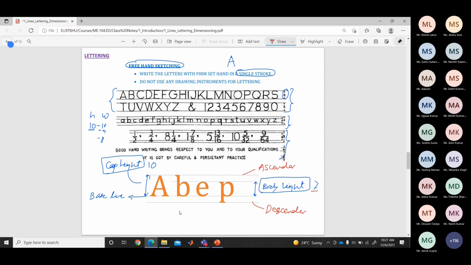From the letters like A, E, or O, X, all right, they fall under this one fixed height, that is the body height. And this height, the ascender or descender, this height is optional.